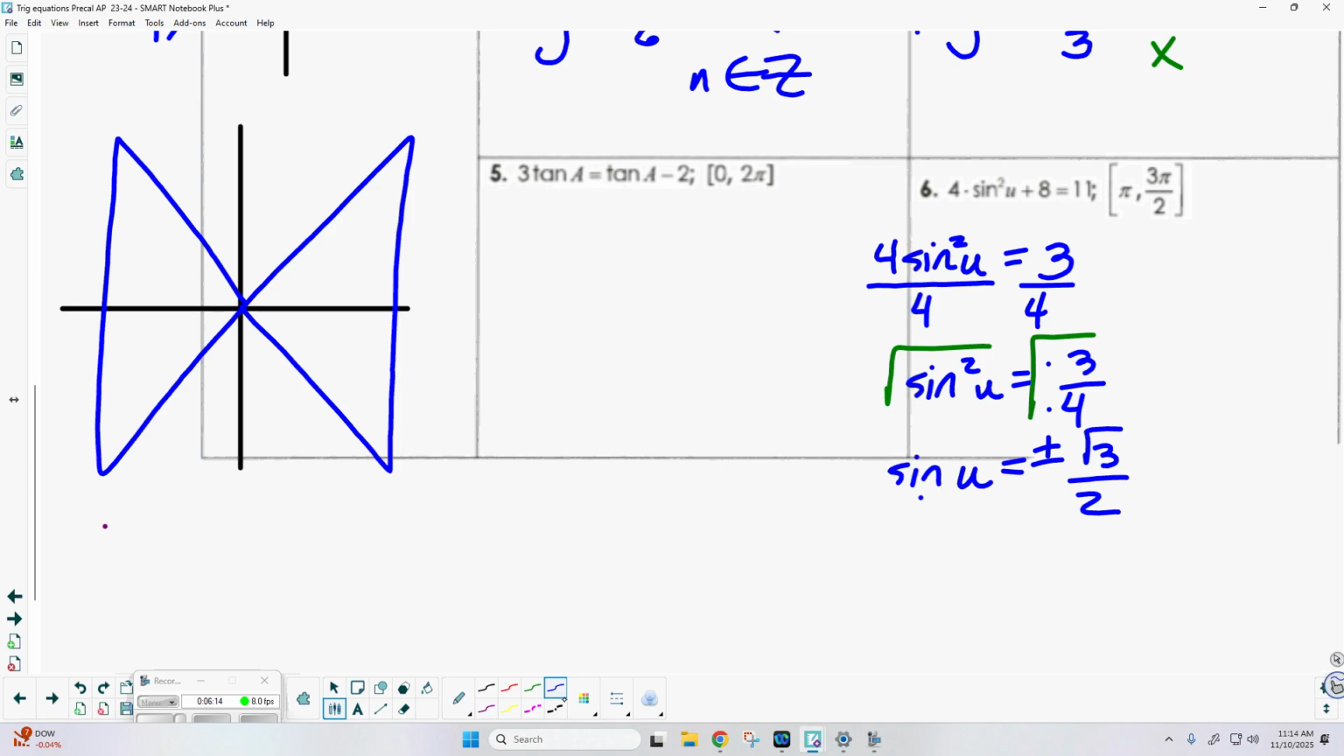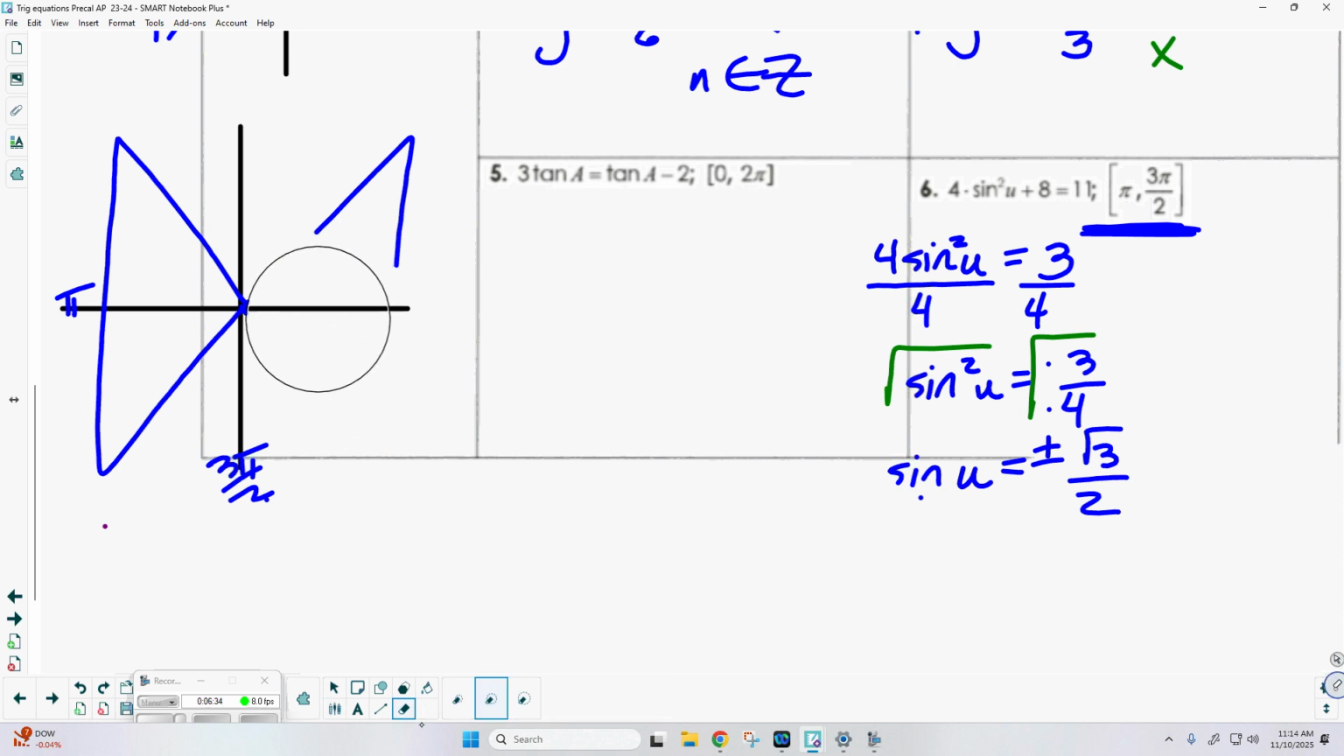But remember, this is what I said a moment ago. You want to be mindful about your interval. This only wants me to solve on the interval from pi to 3 pi over 2. So what quadrant are we focusing on? Only quadrant 3. So even though quadrants 1, 2, and 4 would give me a solution, that interval says we don't need those right now. Everybody okay with that? So I'm actually only going to be able to get one solution out of this. And it depends on the equation. You could get 1, 2, 4, or even more. You can get multiple answers very easily.